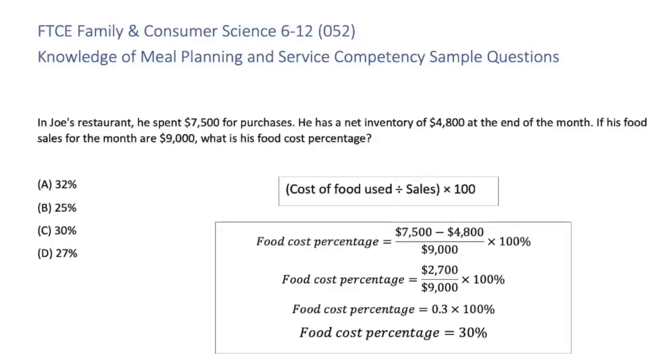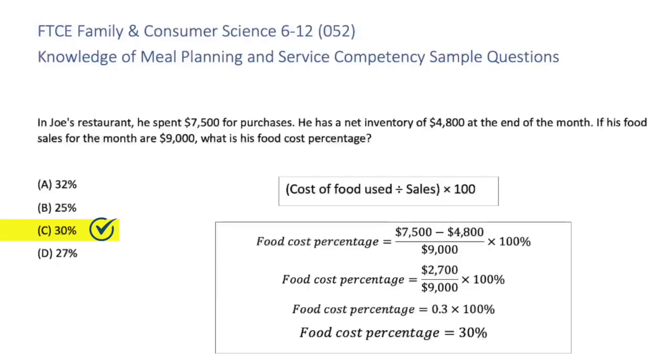We're going to take the food cost percentage, $7,500 minus $4,800, and divide that, which would be $2,700, by $9,000, which was his sales for the month. So $2,700 divided by $9,000 times 100 gives us the food cost percentage of 0.3 times 100, or 30%. That is a healthy food cost percentage in most restaurant settings.